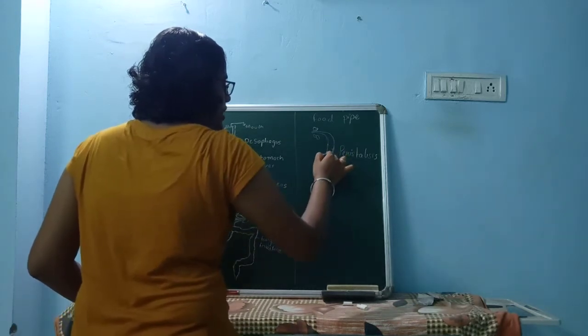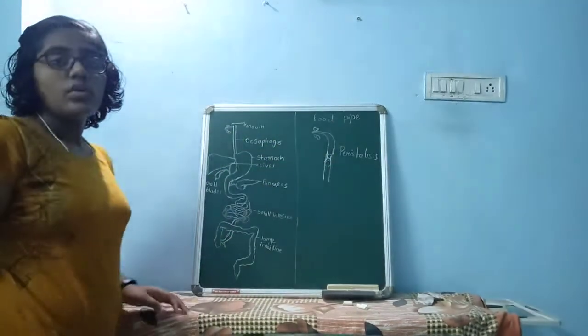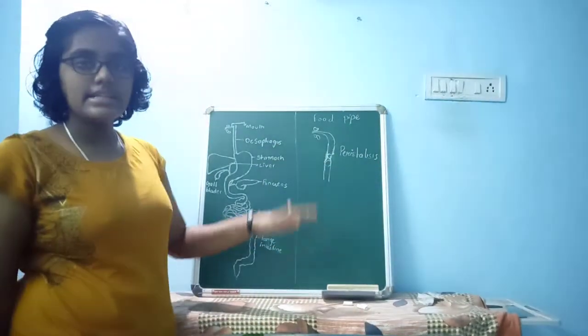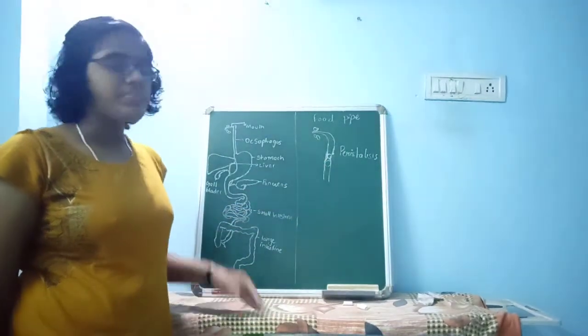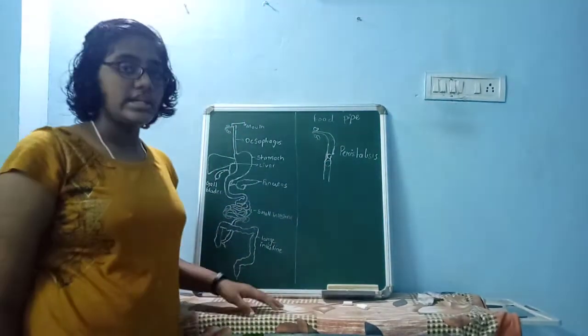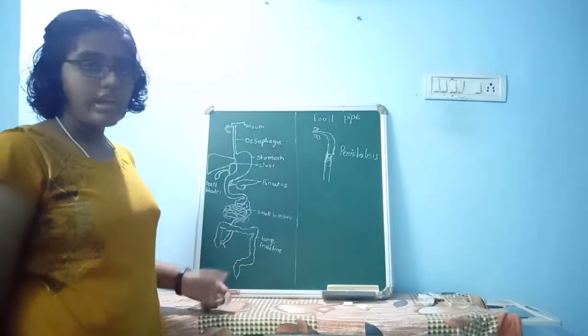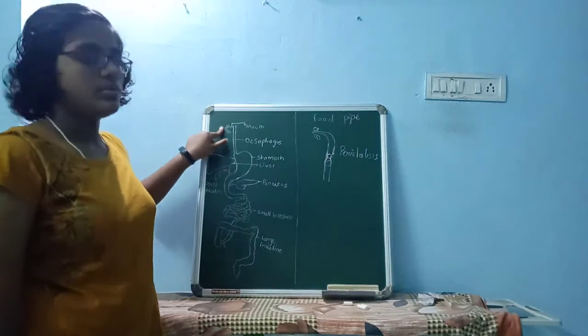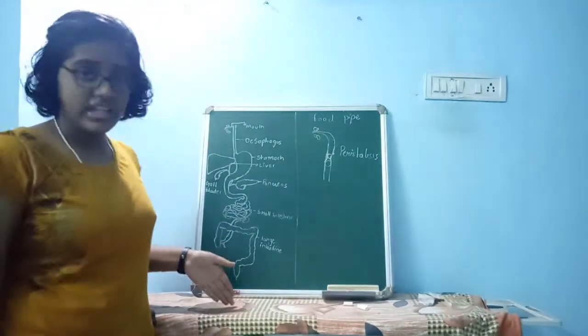And this bolus will come down. Like that, the total food pipe will take the same process, that is known as peristalsis. This peristalsis process takes place throughout the alimentary canal. What is the alimentary canal? It is from the mouth till the anus. These all are connected, right?